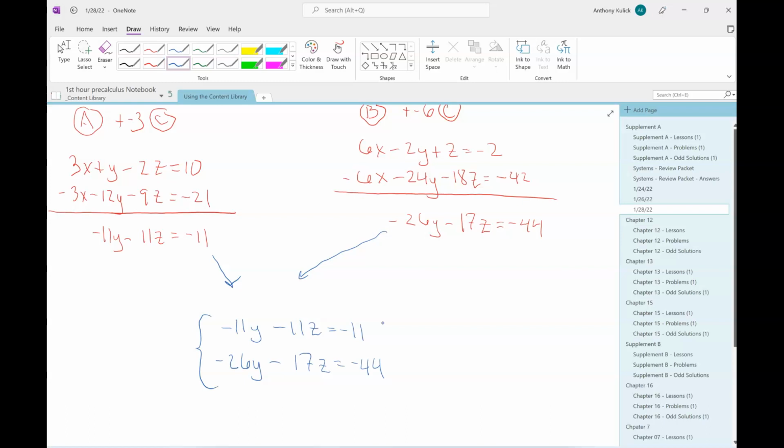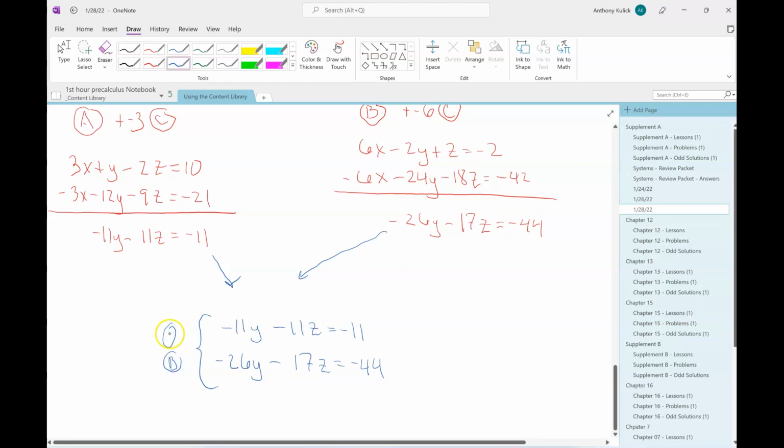Okay. So for this system, we're going to do the same thing. We're going to choose a variable to eliminate, either y or z. It doesn't really matter which one you choose.